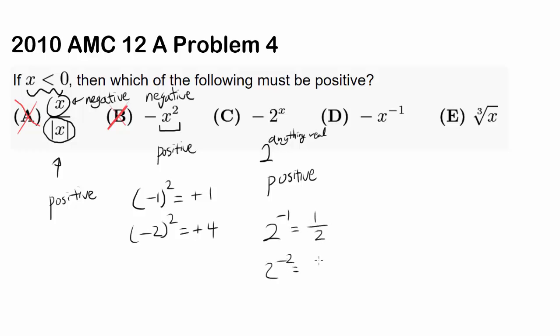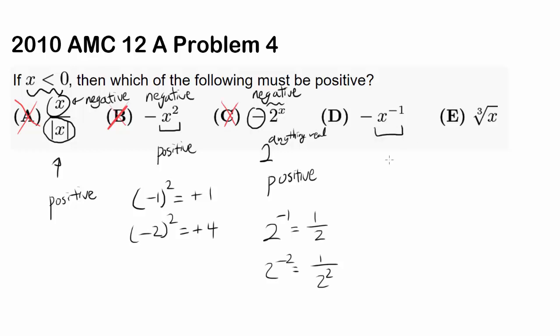2 to the -2 power is 1 over 2 squared by properties of exponents. So just putting a negative number in the exponent is not going to mean it's going to be negative. It's going to be positive. So this part is positive, and since you're putting a negative sign in front, the entire thing is negative, so it is not C. How about D?